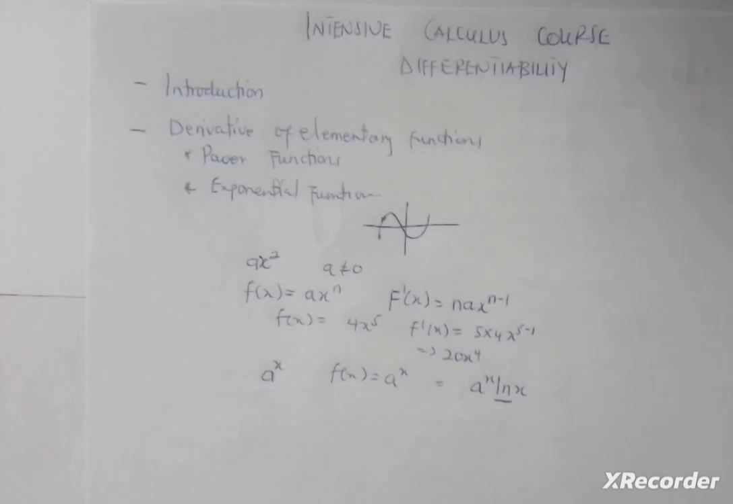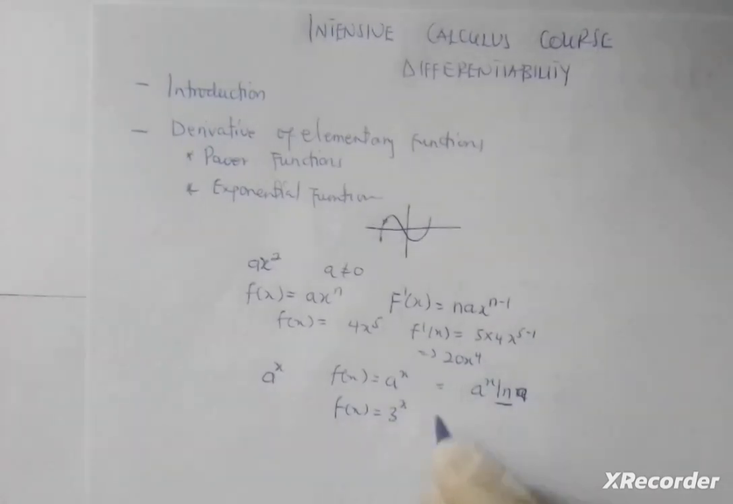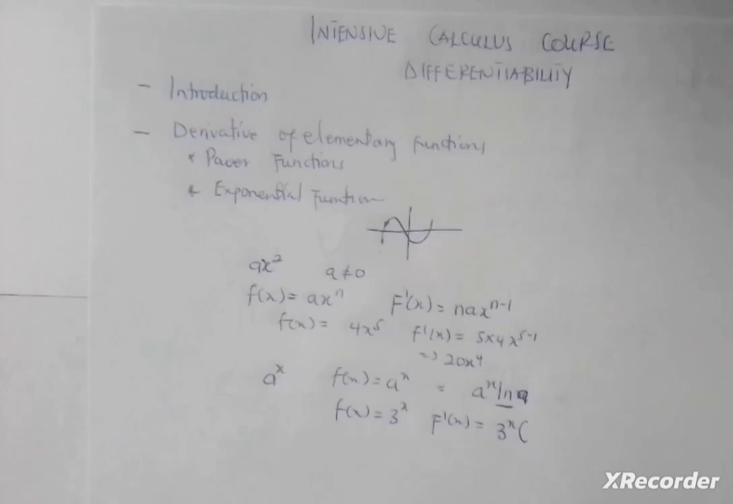So the derivative of a to the power x is equal to a to the power x itself multiplying the expression ln of a. So what you do is, if I give you, for example, f of x is equal to 3 to the power x, then f prime of x will simply be equal to my a to the power x, which is 3 to the power x back again, multiplying the expression ln 3. So that is how we differentiate exponential function in this form.